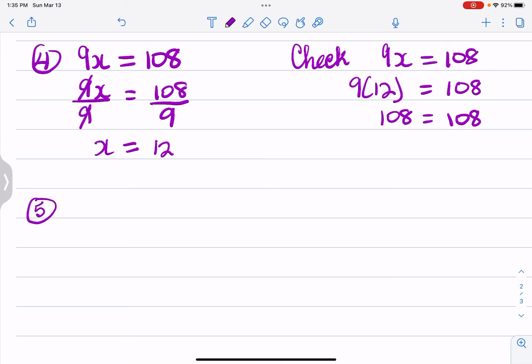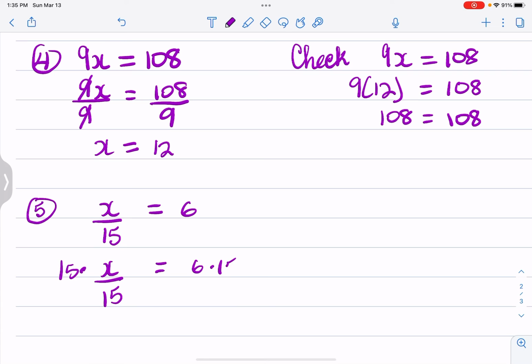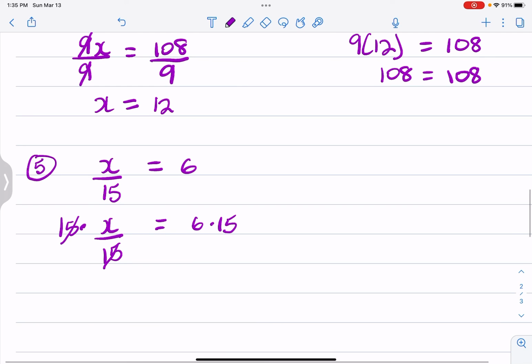Number 5, let's look at a division example. If I have x divided by 15 equals 6. Again, what is happening to my variable? It's being divided. The opposite of division is multiplication. I'm going to multiply by 15 on both sides. And 15 divided by 15 would be 1. Again, we don't say 1x, we just say x. And 6 times 15 is 90.